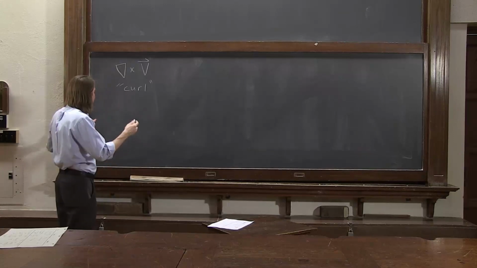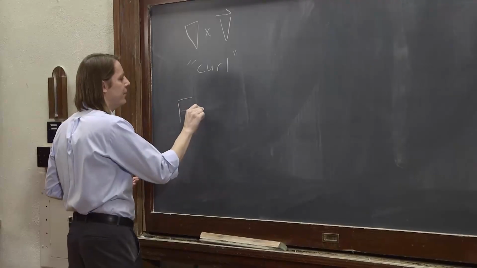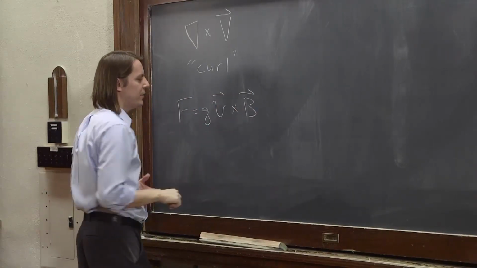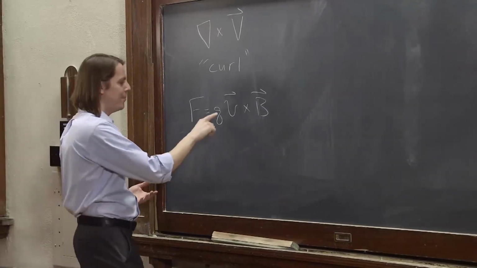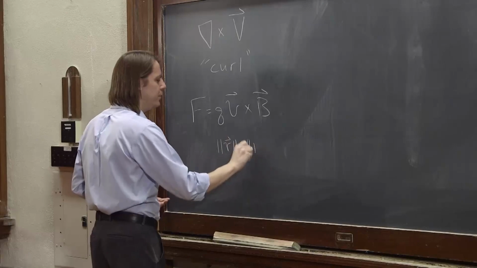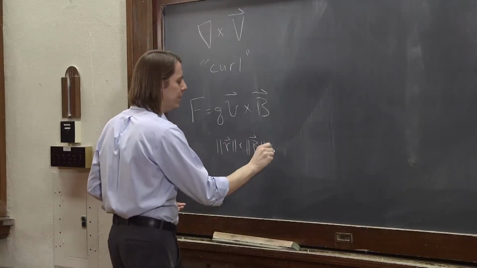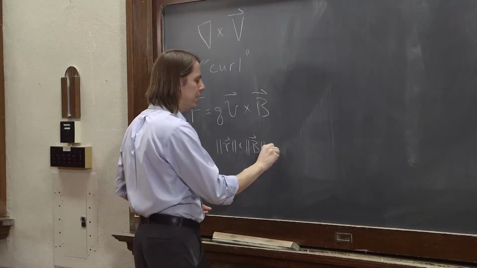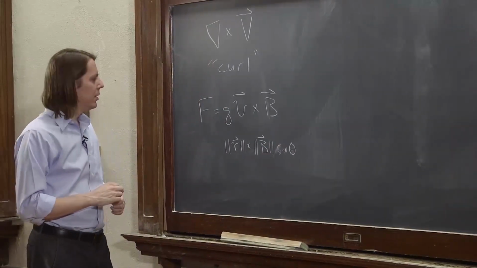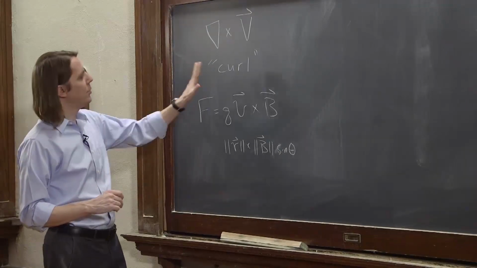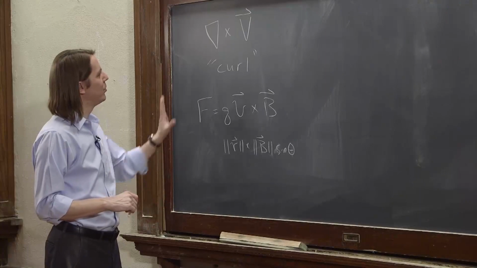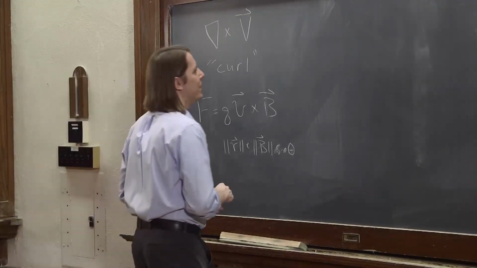So we need to look a little bit carefully at mathematically how we take the curl. We've talked a lot about the cross product, that F, for example, is Q V cross B. We talked extensively about what that means: the magnitude of V times the magnitude of B times the sine of the angle between them, and then you get the direction by the right-hand rule, right? Well, here we need a more sophisticated mathematical definition of the cross product. We need to do it at a more fundamental vector level.